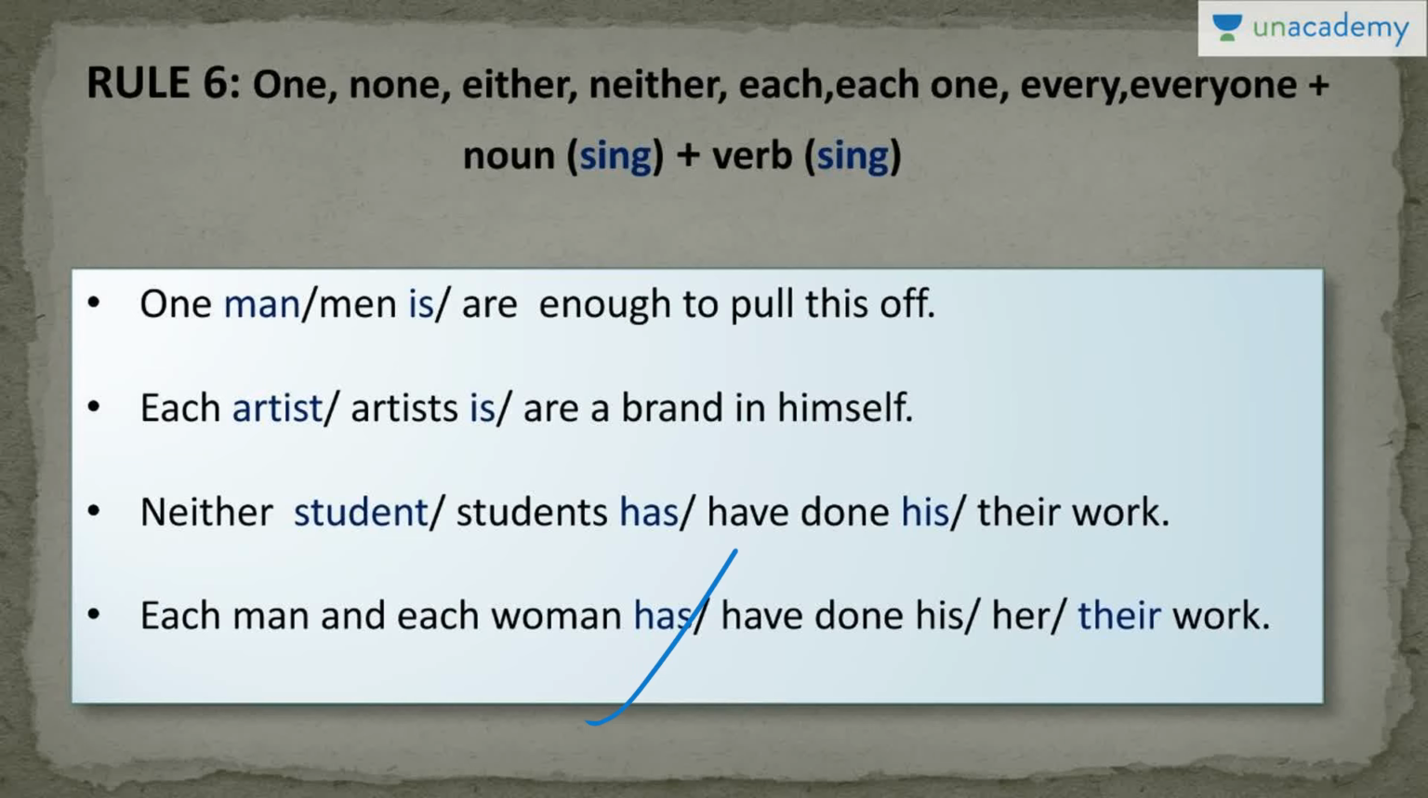Now, ideally, this possessive case should be singular. But here I cannot choose a singular possessive case because if I choose his, this does not refer to woman. If I choose her, this won't refer to man. So I will have to choose their because there is no other option. So the correct sentence would become each man and each woman has done their work.